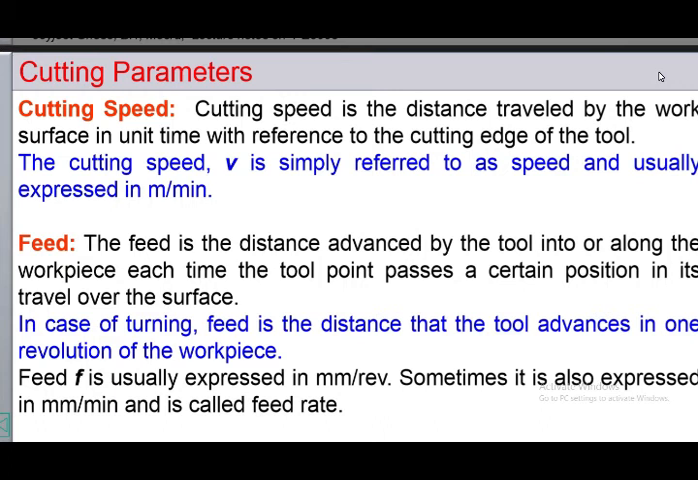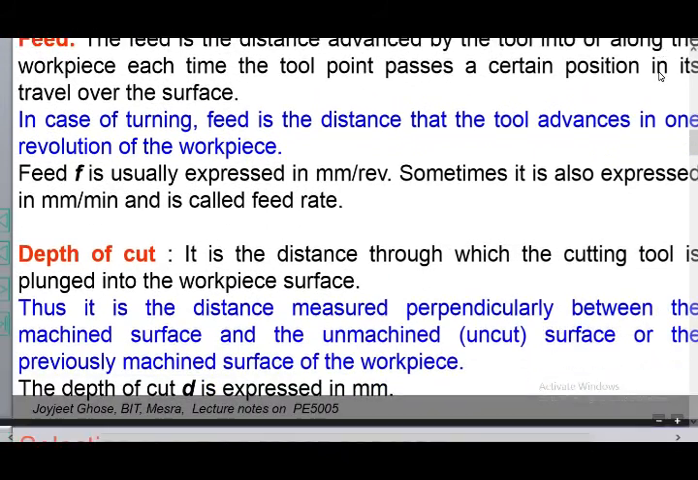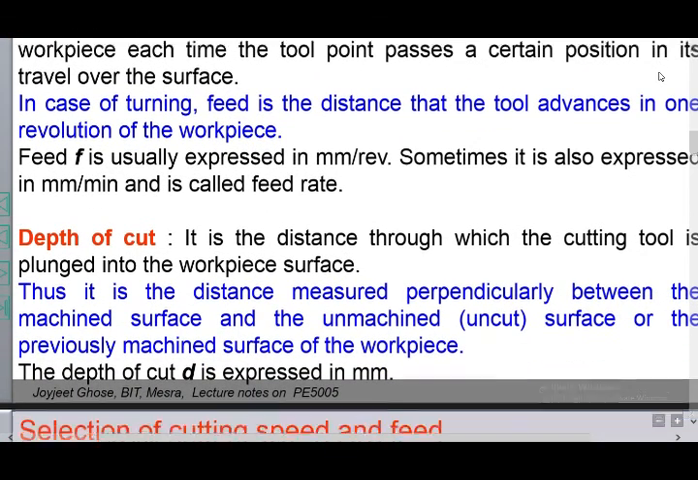Next, feed. The feed is the distance advanced by the tool into or along the workpiece each time the tool point passes a certain position in its travel or over the surface. In case of turning, feed is the distance that the tool advances in one revolution of the workpiece. Feed is identified by the symbol F and is usually expressed in mm per revolution. Sometimes it is also expressed in mm per minute.